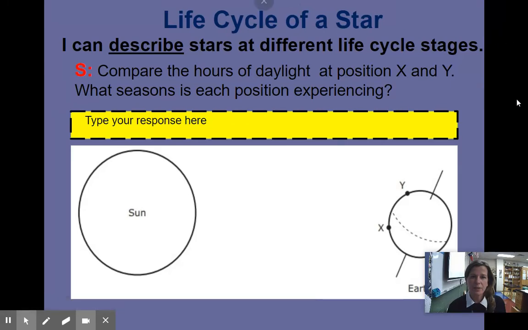Life cycle of a star. I can describe stars at different life cycle stages.